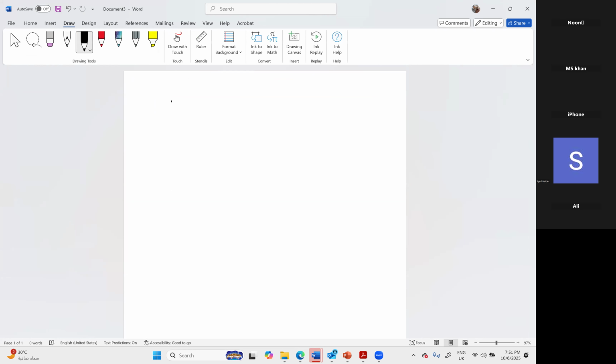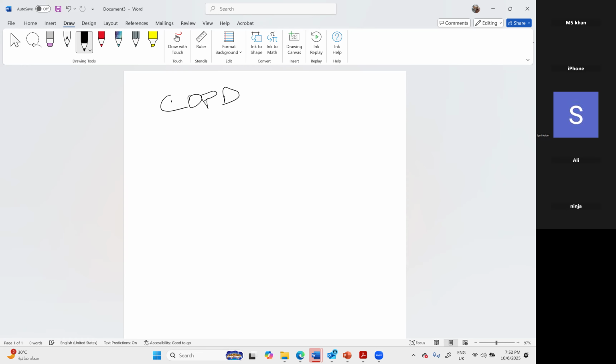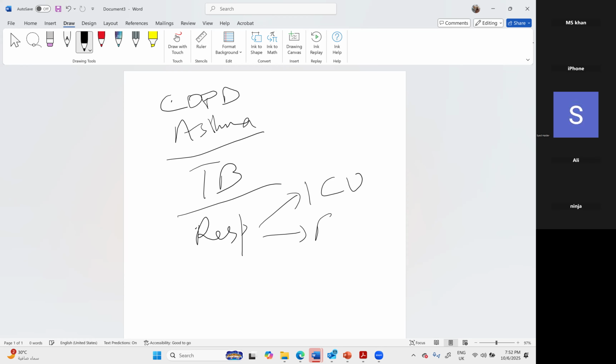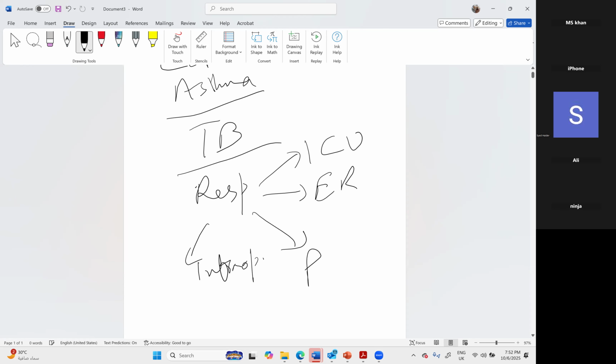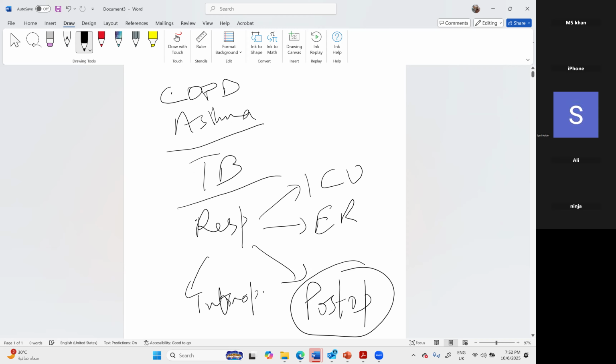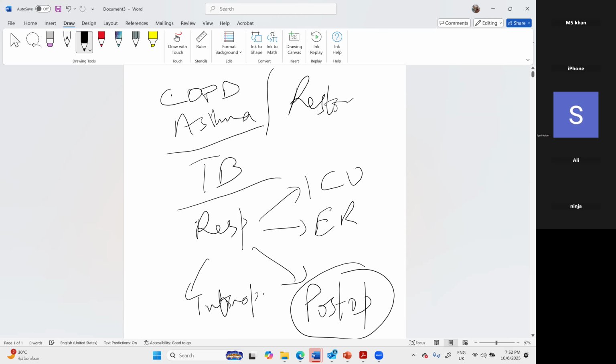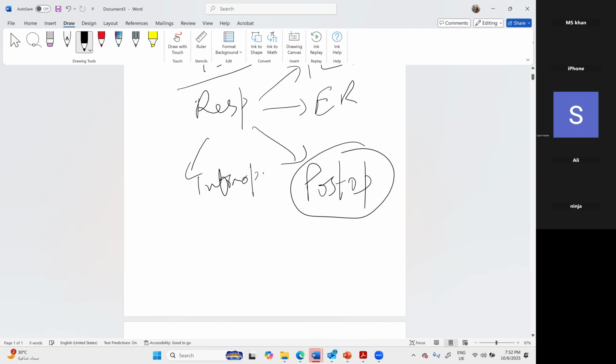Yes, so usually the scenarios which we get can be in a long case or in a table viva. Usually they are either COPD or asthma, or there may be a long case of tuberculosis, or respiratory scenarios related to complications. Either in an ICU, or ER, or any intra-op, or some post-op. The other will be restrictive, and then one portion will be related to thoracic.